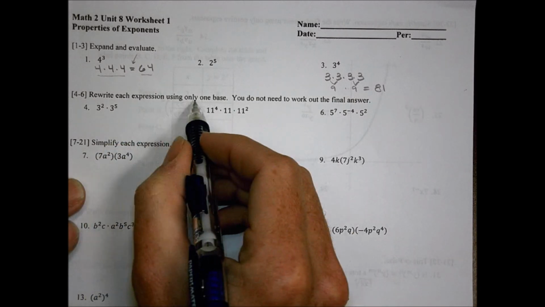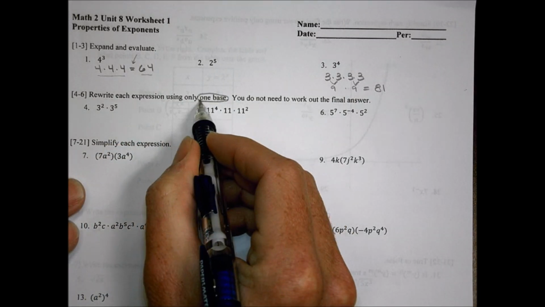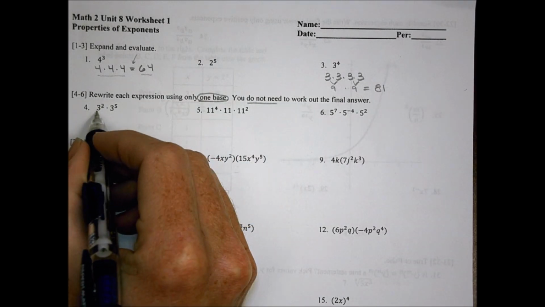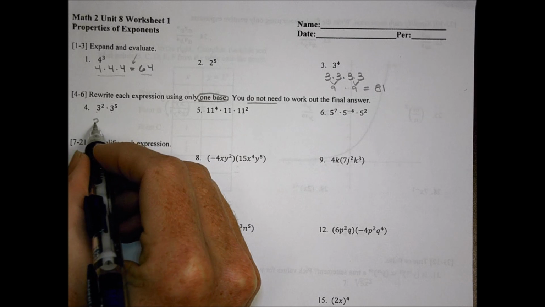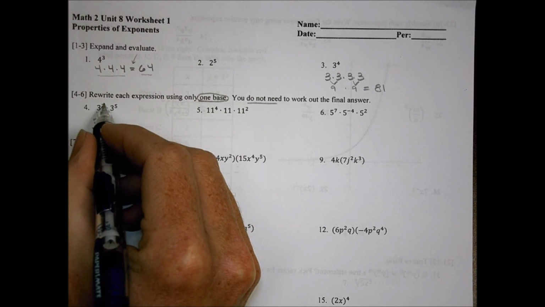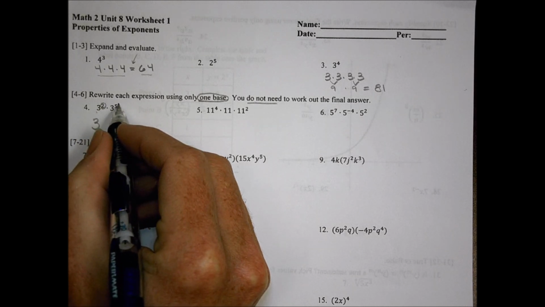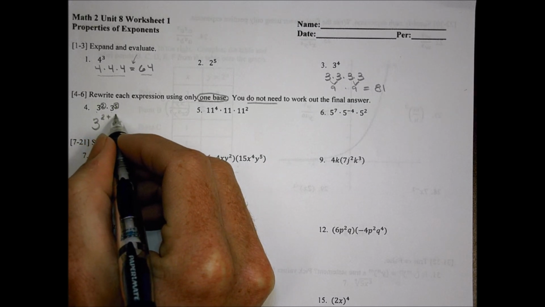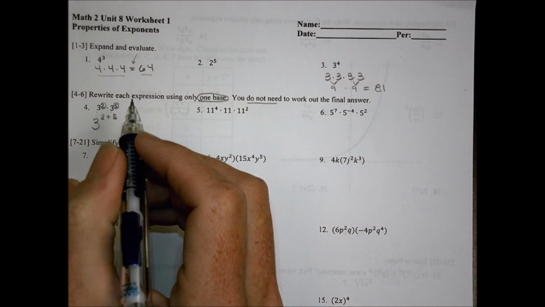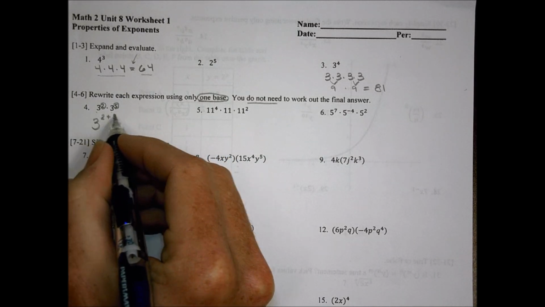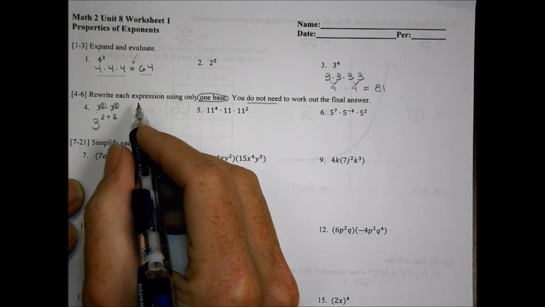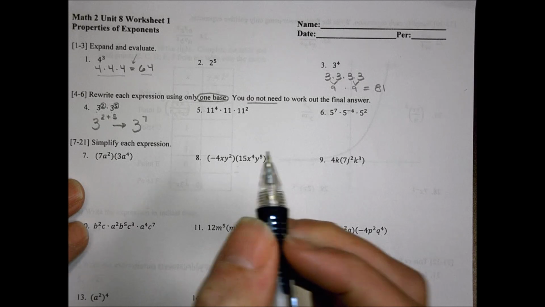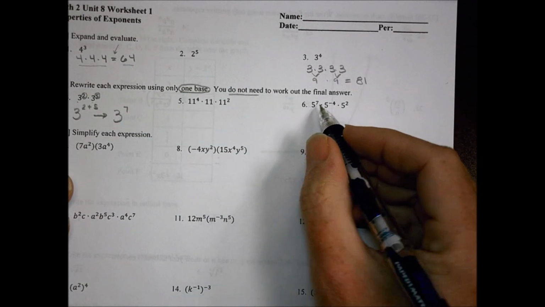Okay, now 4 through 6. It says rewrite expression using only one base. So we're going to combine things to have one base, and it says you do not need to work out the final answer. So when the bases are the same, what that means is that we keep our base, 3 in this case here, and when we're multiplying things of the same bases, we actually are going to add together the exponent values. So we have a 2 and a 5. So this becomes 3 to the 2 plus 5 power. Well, 2 plus 5 is going to be equal to 7, so our final answer will be 3 to the 7th power.